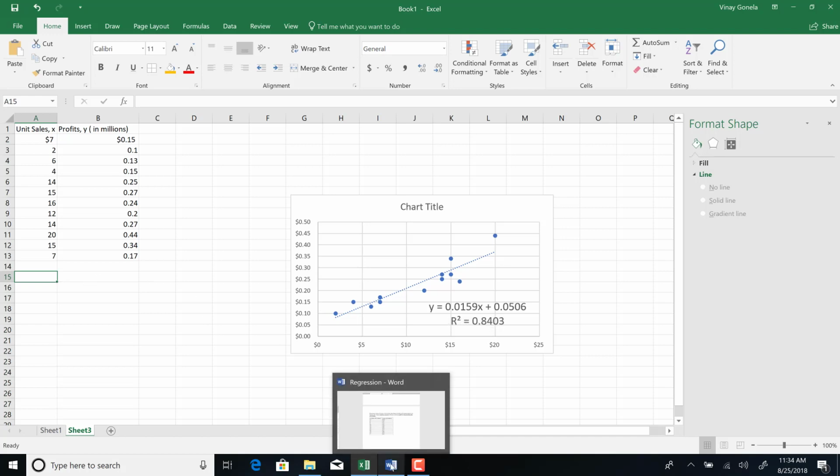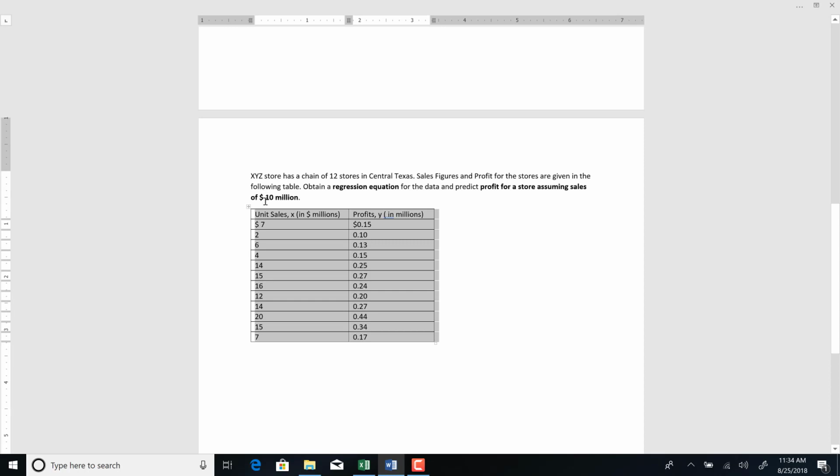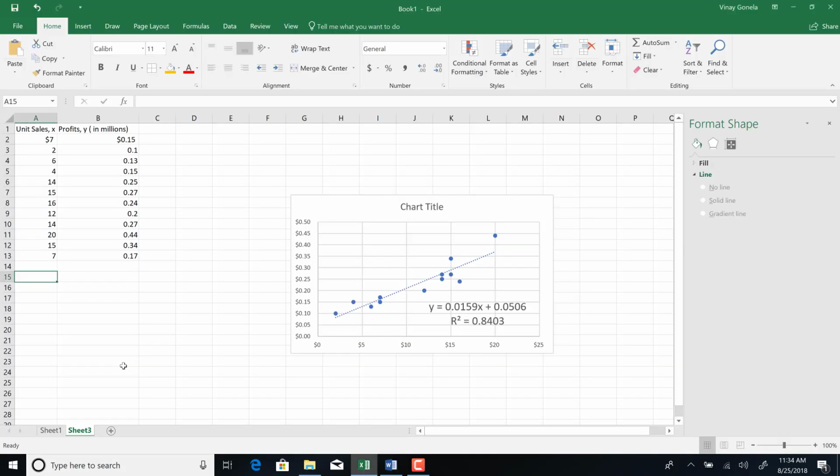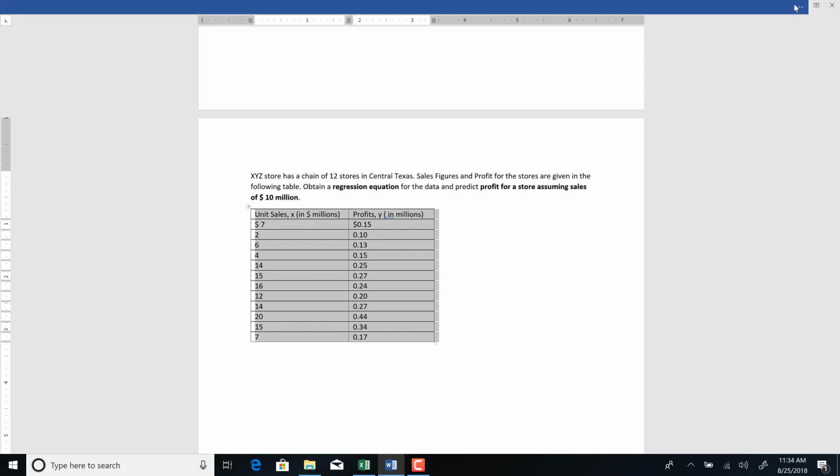So now they are asking us to calculate the profit when the sales is 10 million. So that means our x is 10. So I will go to the problem and here I will get y, which is my profit. So this is equal to, so now I will type in there this same formula, which is 0.0159 multiplied by x is 10 million. So that's what the question says. So I will type 10 there.